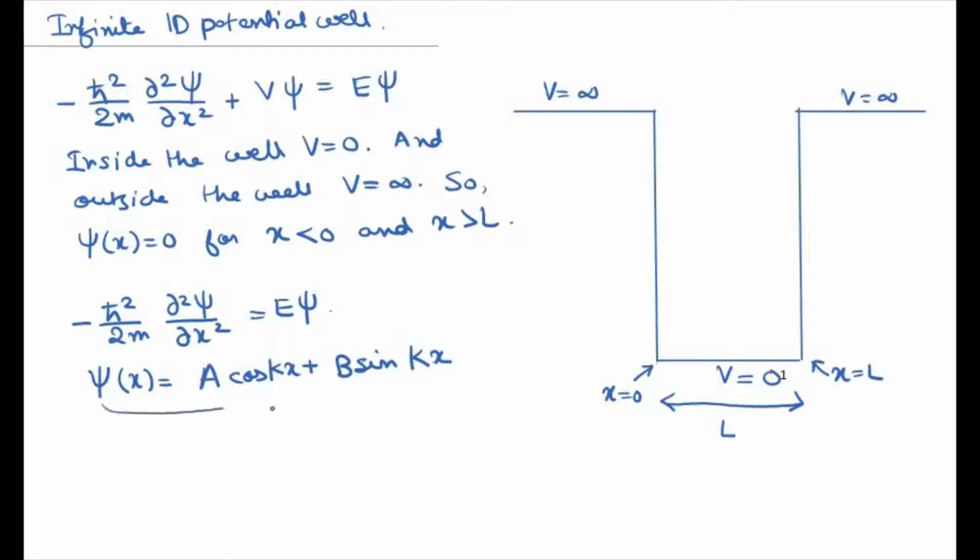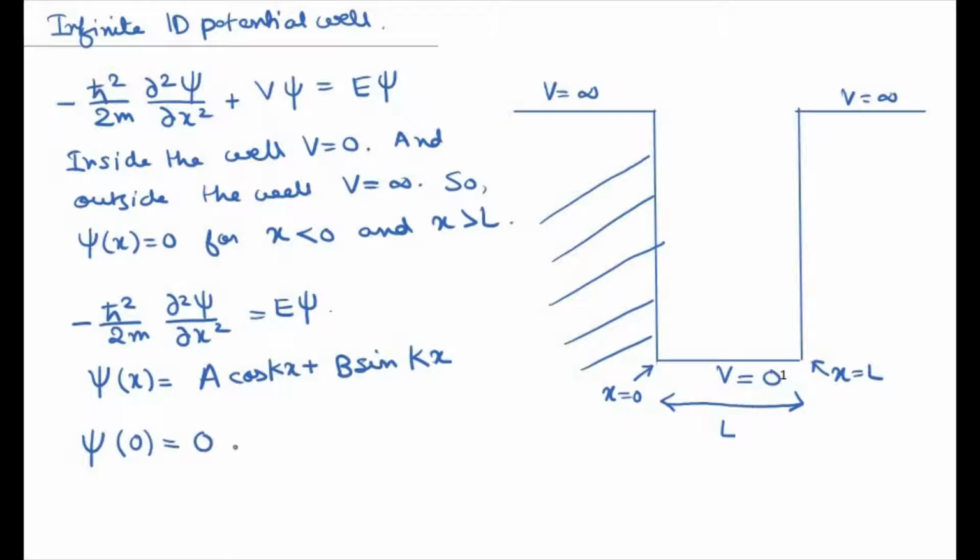We have the solution in this form, but we have to determine the various constants or parameters of the system also. For example, a is one parameter, this k is one parameter, and b is another parameter. We have to calculate these parameters, so we'll be using the boundary conditions here. As we know, the wave function should be continuous, and since the wave function is 0 for x less than 0, it should also be 0 at x equal to 0. So psi(0) is equal to 0.